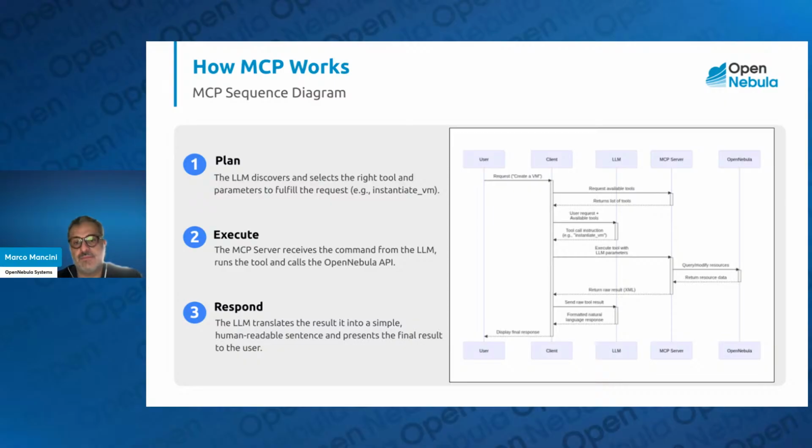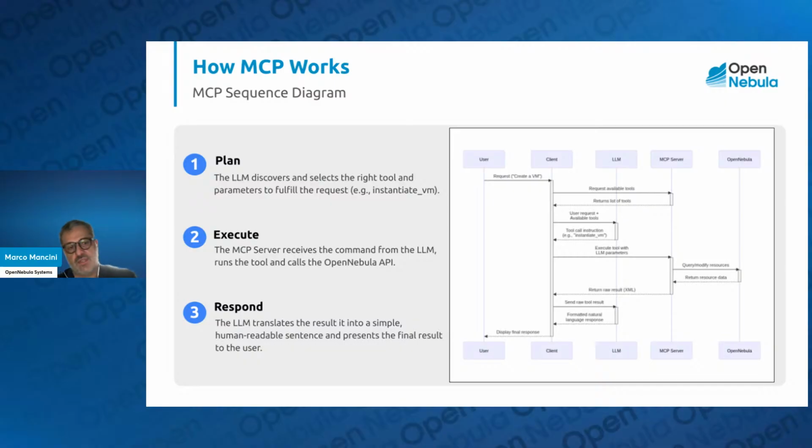Now the LLM can reply, according to the user query, with which tool can be used in order to fulfill the request. For example, if I use natural language, such as create a virtual machine based on some operating system, it will reply with a tool that can be used by the client to interact with the MCP server.